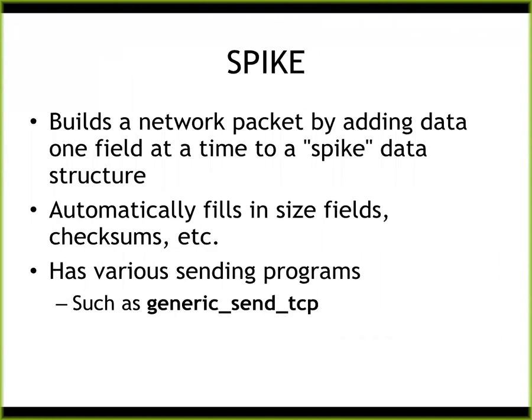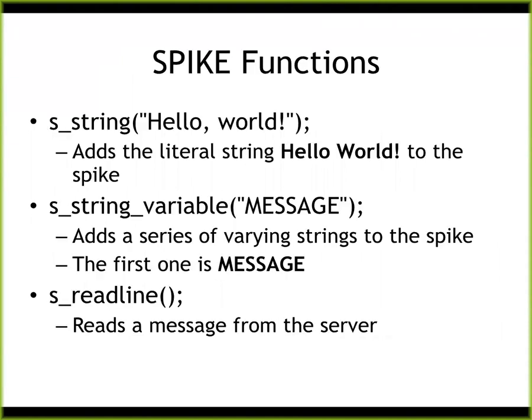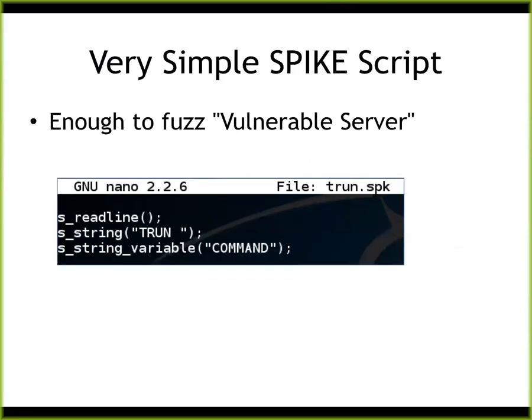So Spike is a tool that lets you define something called a spike, and then it will put the spike in your data. It's a simple thing, so easy to use, built into Kali, so I made a project where you use Spike. S-string will insert a literal string in the spike. S-variable will put a whole series of pre-generated automatic strings in here. And S-readline will read a message from the server, because often you have to wait for the server to give you a prompt before you send the message. So here's a spike script.